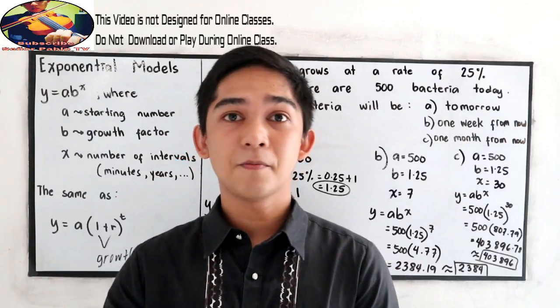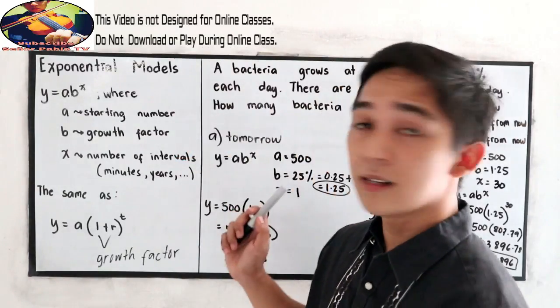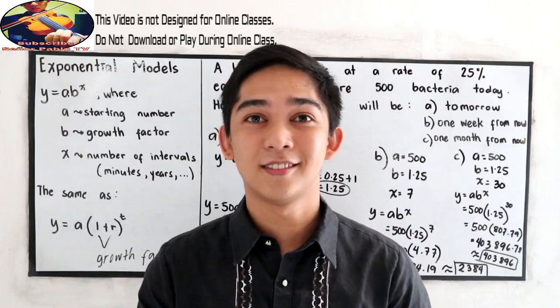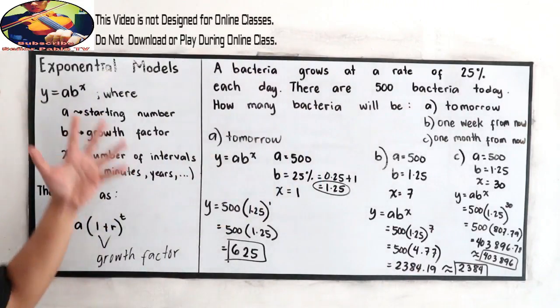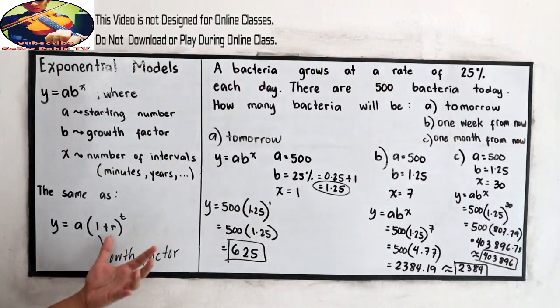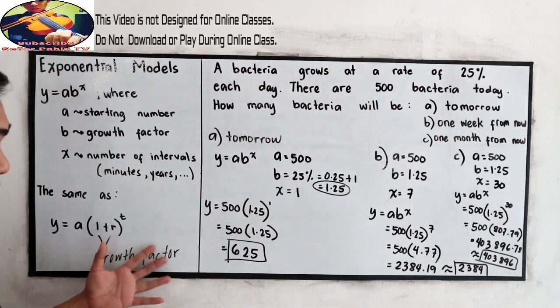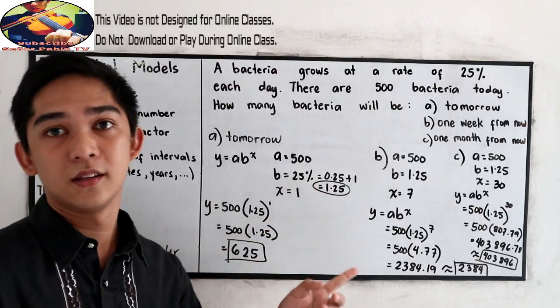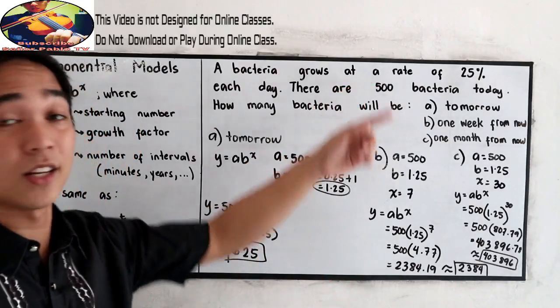So that's it. That's the mathematical model for exponential function. Just use the formula. Focus on our growth factor. This is confusing, so just don't forget to add 1 in our B, okay, because the given is the rate.